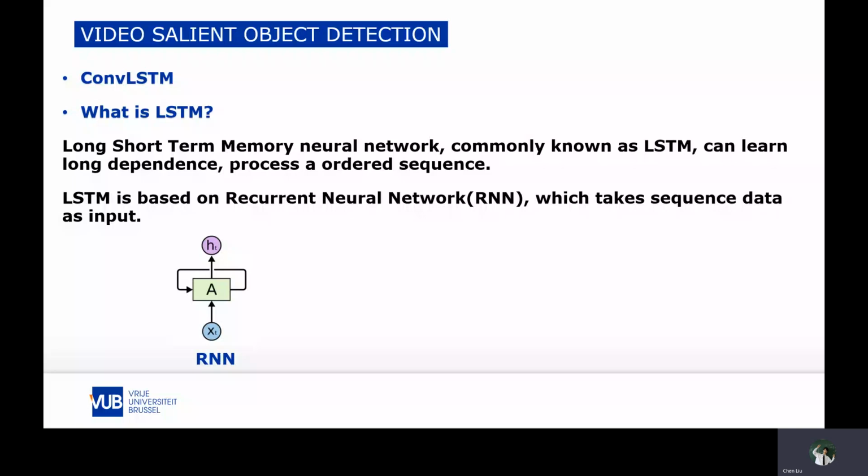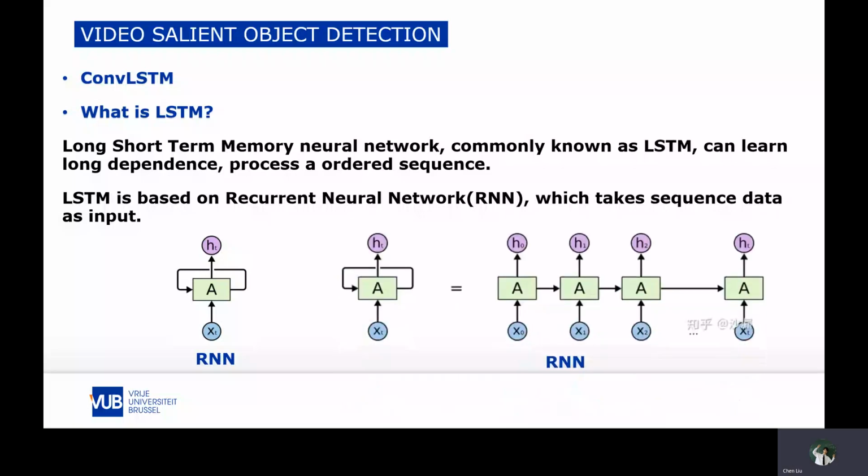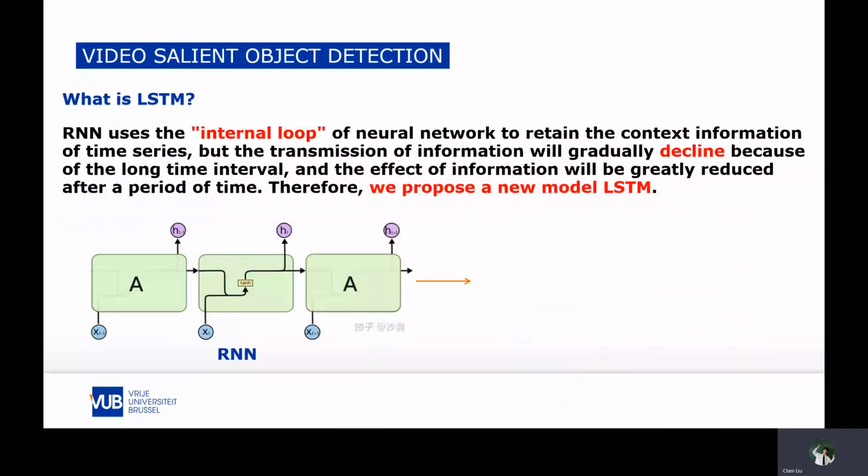Let's expand this graph according to time T. We can understand it very well from this graph. Neural network A receives the input signal of T time and T plus one time at the same time, and the output signal will be transferred to A at the next time. So it combines with the sequence. RNN uses the internal loop of the neural network to return the context information of time series, but the transmission of information will gradually decline because of the long-term interval, and the effect of information will be greatly reduced after a period of time. Therefore, we proposed a new model, LSTM.